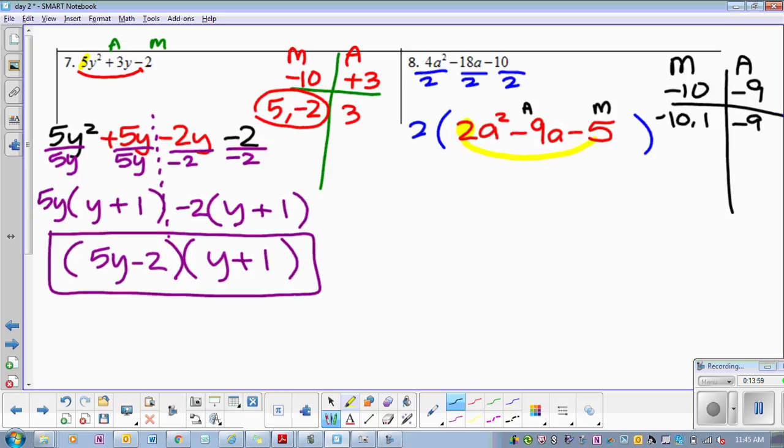All right. So we're going to let this guy wait. The 2, the GCF, you're going to bring down the first, bring down the last. So 2a squared comes down, -5 comes down. Rewrite the middle term using the two numbers that you found, right? -10a plus 1a. And then the same thing that we just did, right? Factor by grouping. Divide it in half.